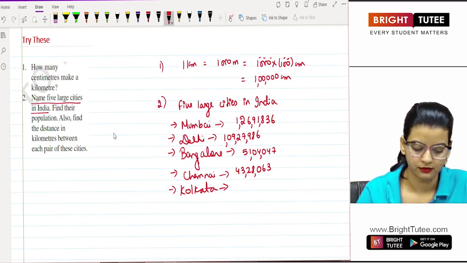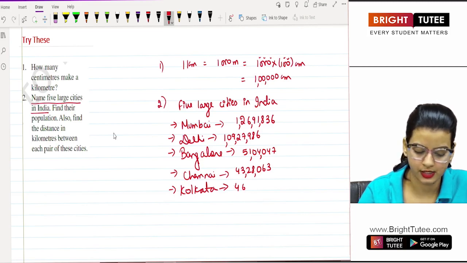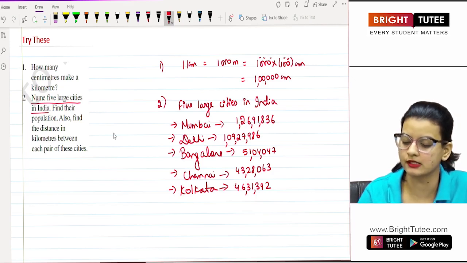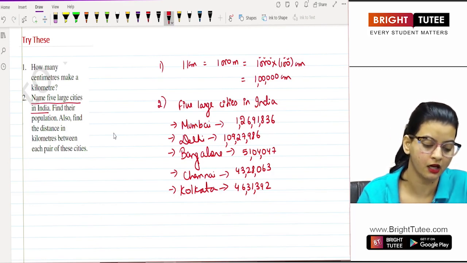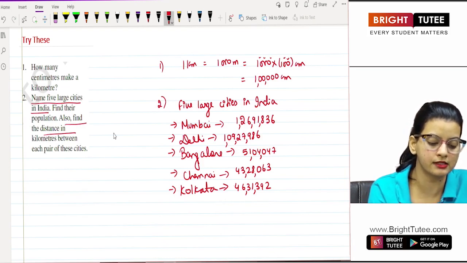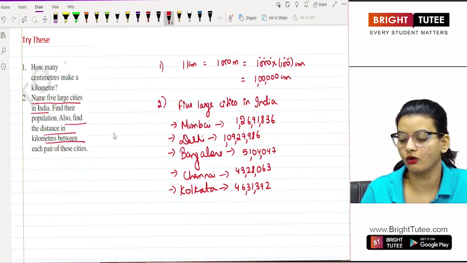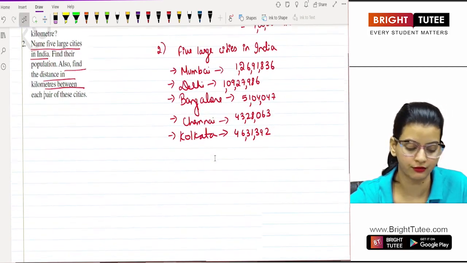And then we have got Kolkata. So this is 4,631,392. If I put commas here, I'll get 46,31,392. So this is the population of the largest cities in India. It is also given that you need to find the distance in kilometers between each pair of these cities. You can try and find this information on Google, and this is also homework for you.